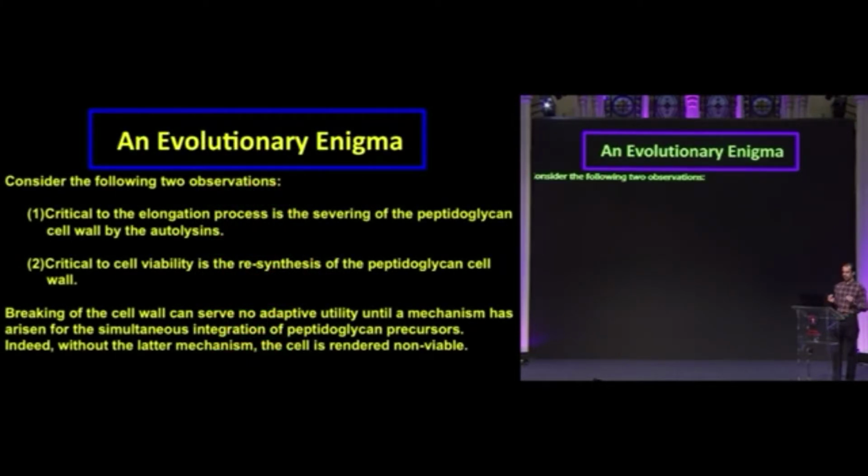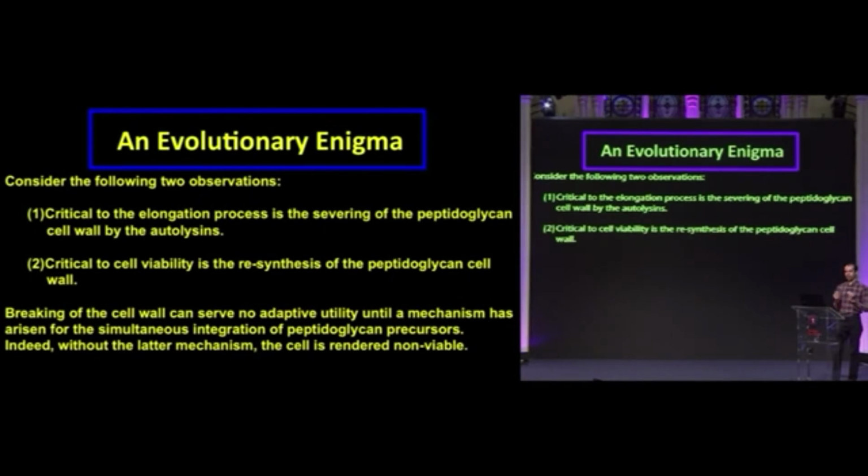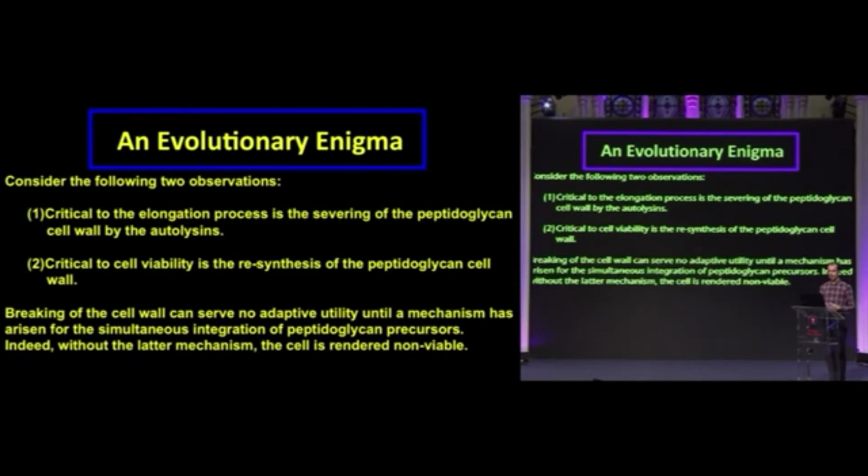Now, I want you to consider this evolutionary enigma. Consider the two following observations. Number one, critical to the elongation process is the severing of the peptidoglycan cell wall by the autolysins. Secondly, critical to cell viability is the resynthesis of the peptidoglycan cell wall. Breaking the cell wall can serve no adaptive utility until a mechanism has arisen for the simultaneous integration of peptidoglycan precursors. Indeed, without the latter mechanism, the cell is rendered non-viable.